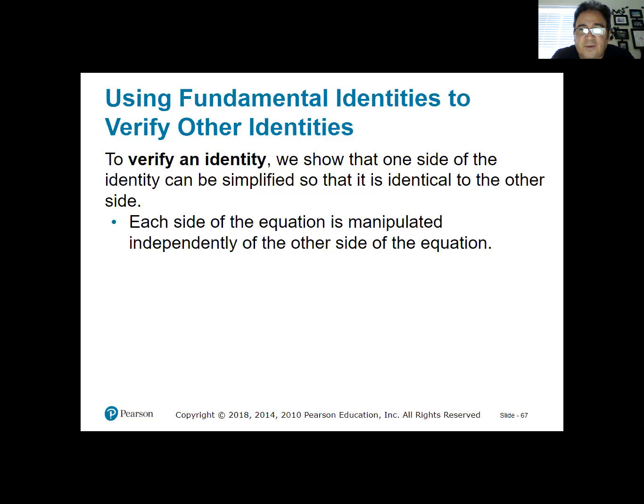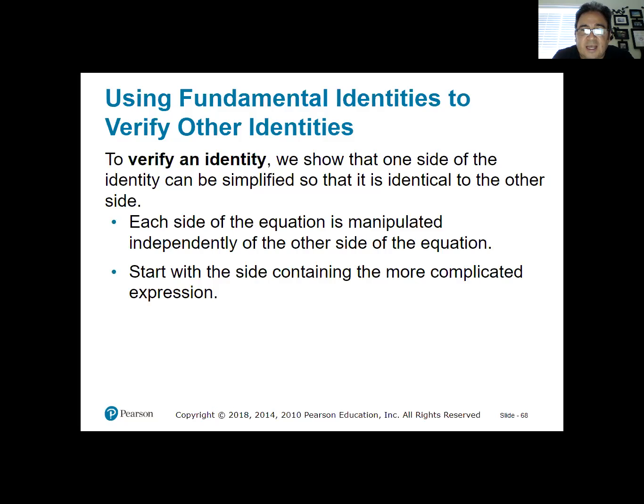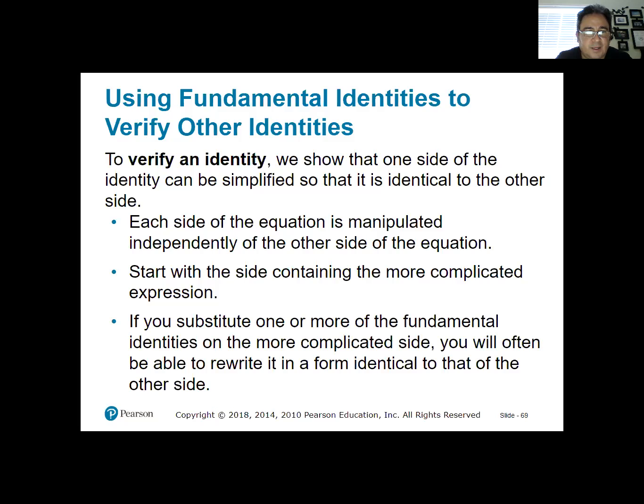Each side of the equation is manipulated independently of the other side of the equation. You start with the side containing a more complicated expression. So you're going to start with the difficult one. You start with the hard one always, okay? Doesn't matter what that side is, the left side or the right side. Whichever one is harder, you work with that one first, okay?